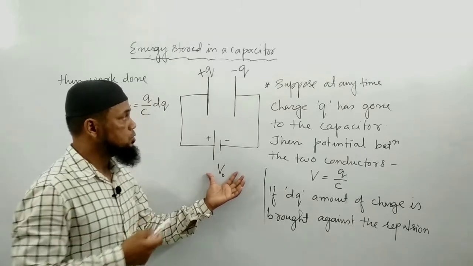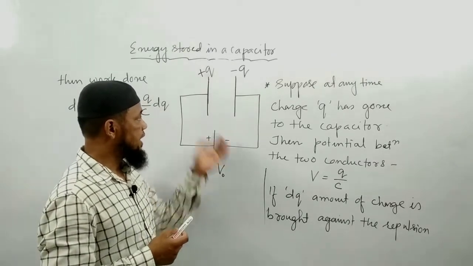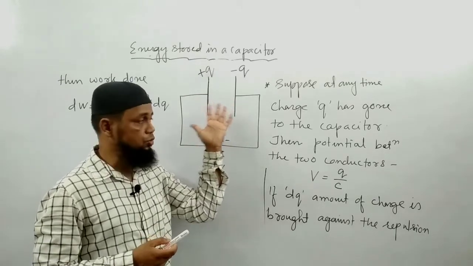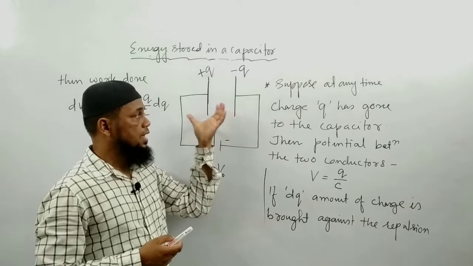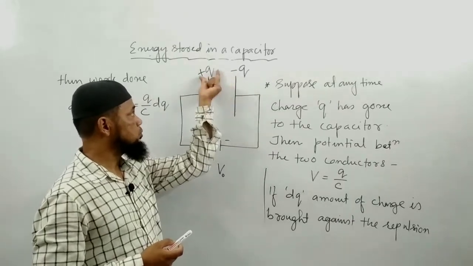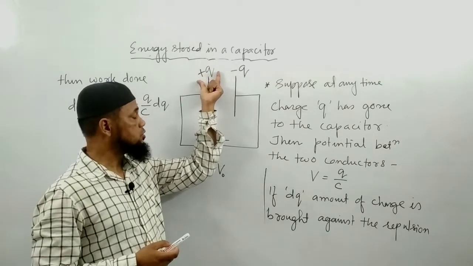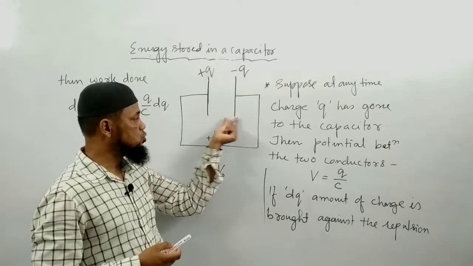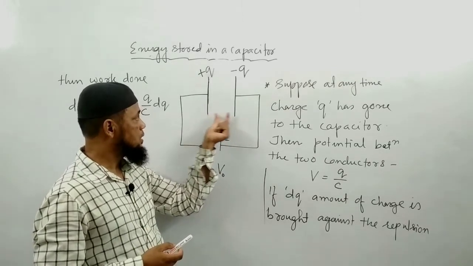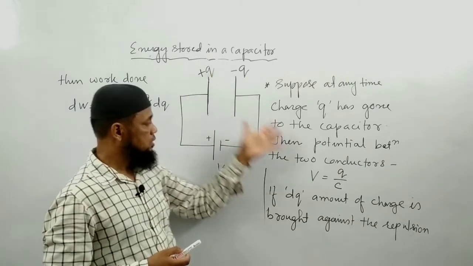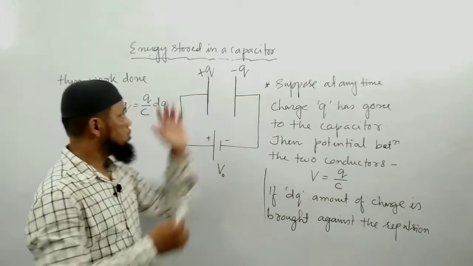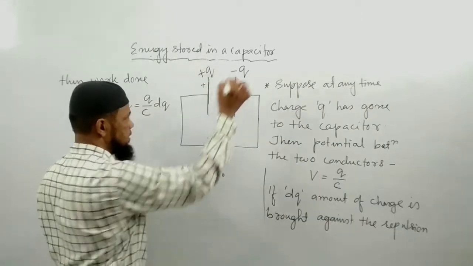Suppose at any instant of time the capacitor is not yet fully charged. Suppose at that instant the charge on the capacitor is Q. Then the potential difference between these two plates will become V equal to Q by C. This is the positive plate, this is the negative plate.